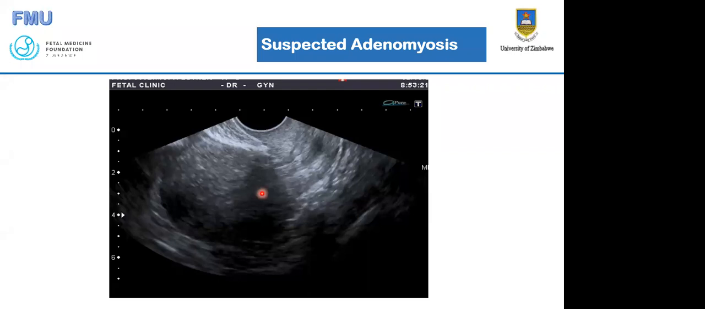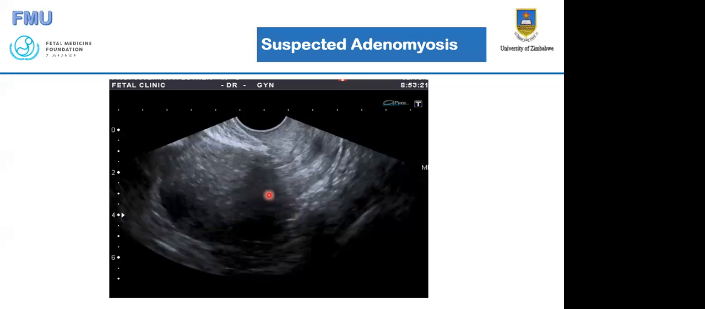Because if you tell the doctor who has referred the patient that there is a fibroid instead of adenomyosis, the doctor is going to take the patient to theater to look for a fibroid and they will not find it, because adenomyosis cannot be resected out unless it is an adenomyoma, which will have some margins, but it's extremely difficult in the blades.